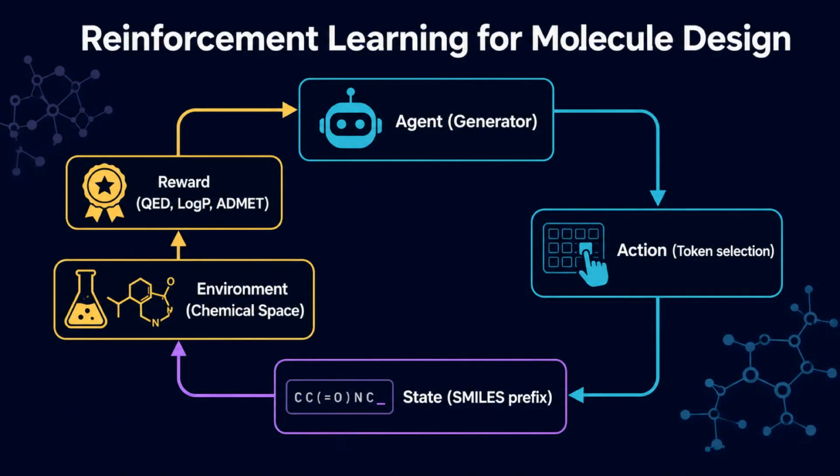Reinforcement learning for molecule generation uses this setup. The agent is the generative model, the environment is chemical space. Actions are selecting next tokens for SMILES generation. State is the current SMILES prefix, and reward is properties of the generated molecule like QED, logP, and ADMET scores. The reward function combines multiple objectives with weights for multi-objective optimization.